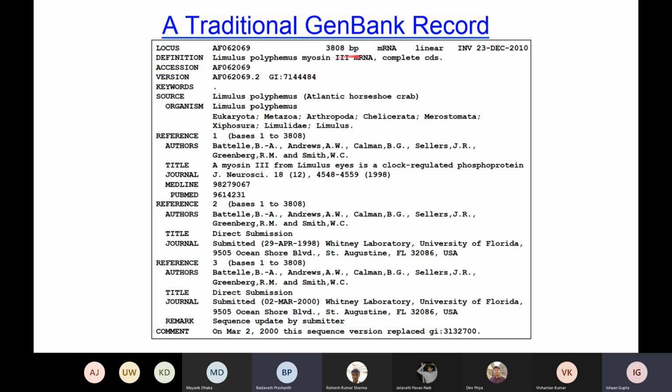Then there is some information about it: the definition, accession number, some keywords, the organism. Then you have the author, and the paper from which this record was taken. The paper itself has its own things, authors, journals, and so on. So this is how you would typically store information about a GenBank record.